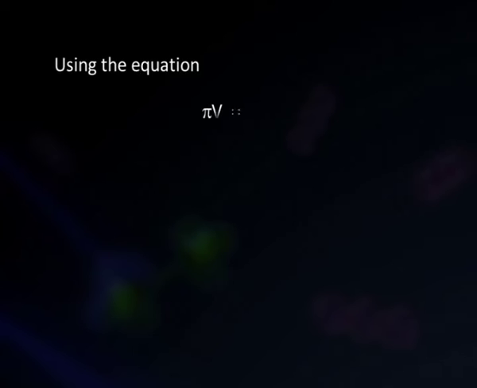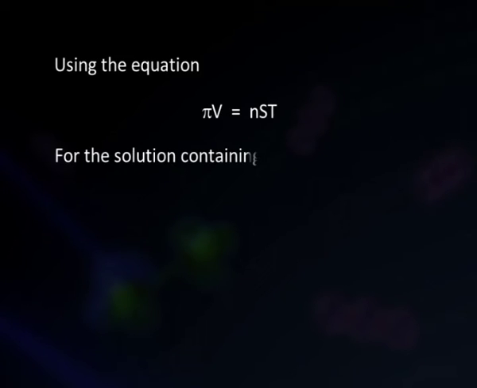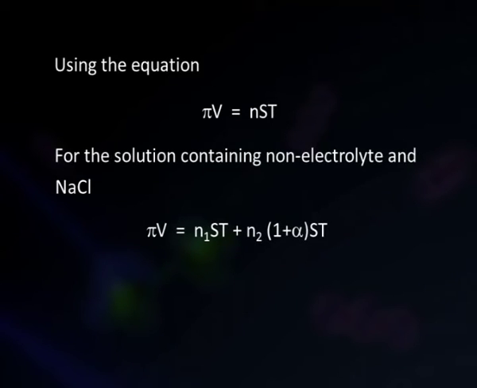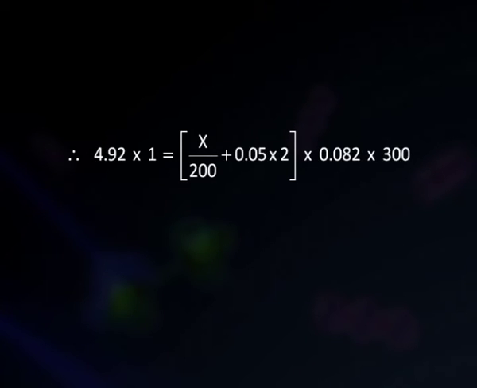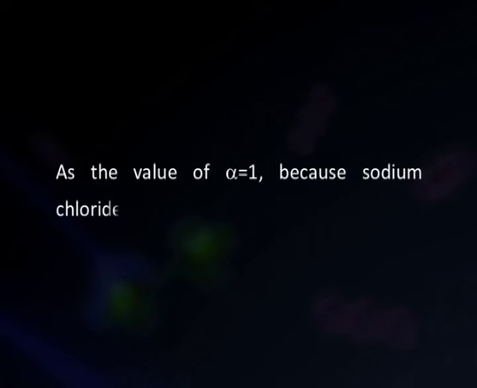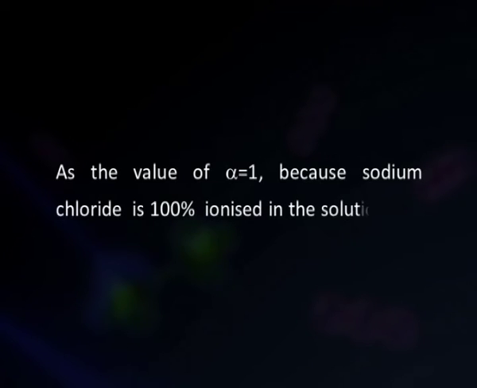Using the equation πV equal to nST for the solution containing the non-electrolyte and sodium chloride, we will get πV equal to n1ST plus n2(1 plus α)ST. Here n2(1 plus α)ST is used for the sodium chloride solution. Therefore, πV equal to (n1 plus n2(1 plus α))ST. Putting all the values, we will get X equal to 20 grams, as the value of α is equal to 1, because sodium chloride is 100% ionized in the solution.